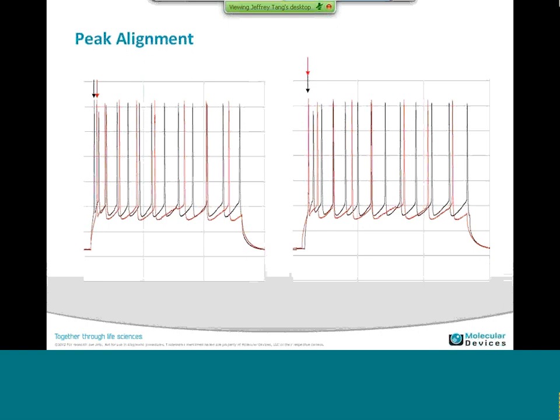Then we will talk about peak alignment. In this slide, you can see two traces here, and this is basically a current injection to evoke the action potential. You can see the first spike of the different traces. Right now, they are not aligned together, but we can align the first peak of these two traces, as shown on the right-hand side. I will show you how to do that.